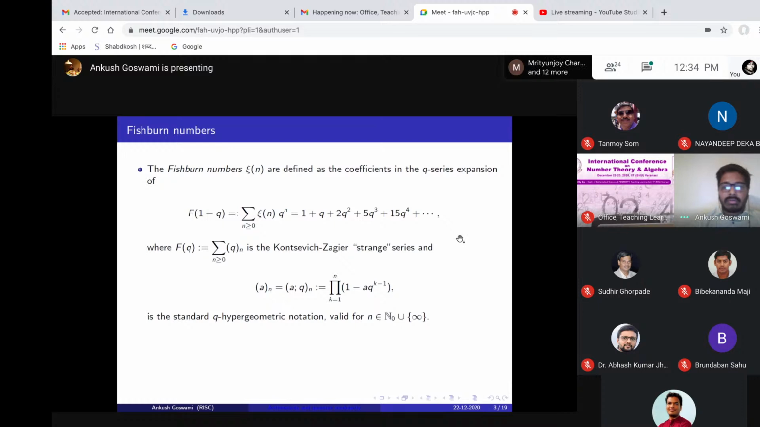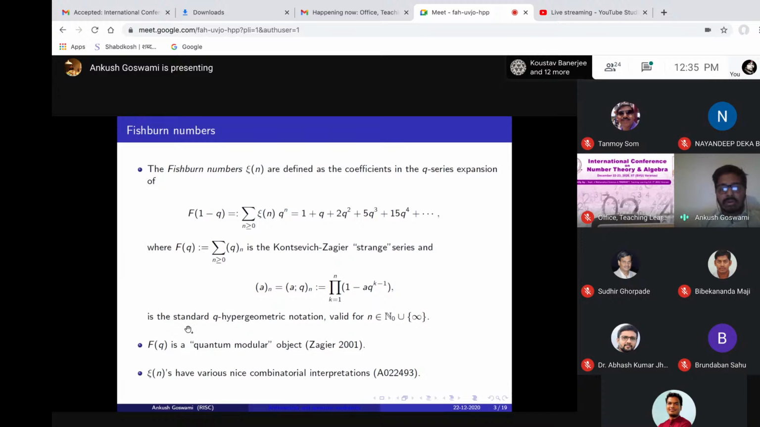And the reason why this function F of q is called strange is because this function does not converge anywhere inside or outside the unit disk, but it is well defined when q is a root of unity, in which case this sum reduces to a finite sum. I will discuss later what is meant by quantum modular form, but for the time being, this function F of q is actually an example of a quantum modular object. And a quantum modular object, roughly speaking, is an object which has very nice transformation properties when q approaches a root of unity. And this fact, that the function F of q is a quantum modular object, was proved by Zagier in 2001. And these numbers, xi of n, the Fishbone numbers, have very nice combinatorial interpretations. And if you go to the Online Encyclopedia of Integer Sequences, and put this ID in there and search it up, then you can find a host of very nice combinatorial interpretations for the Fishbone numbers, xi of n.